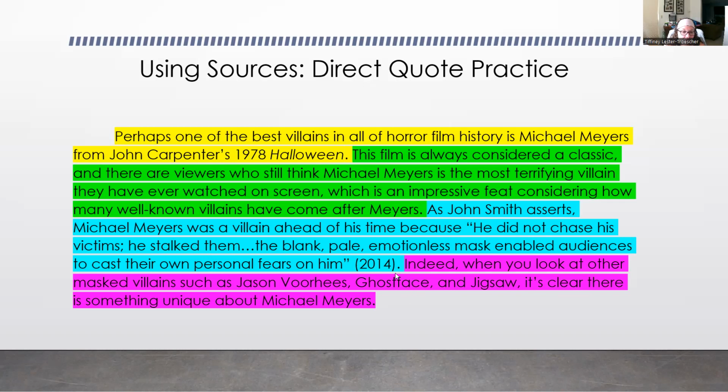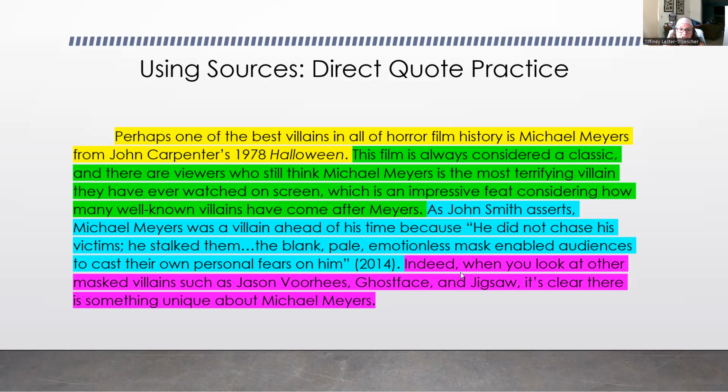We needed, this author, the student, needed to unpack this a little more, but you can still see how they took part of Smith's words. He did not chase his victims, he stalked them, and then didn't really need what came next. So he uses the ellipses to let us know that in the original source, there's more here. And then we pick up back where we want, word for word again. The blank, pale, emotionless mask enabled audiences to cast their own personal fears on him.